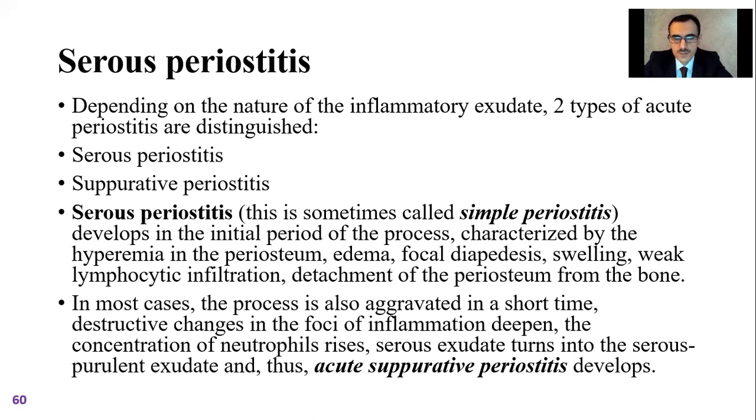Serous periostitis, also sometimes called simple periostitis, develops in the initial period of the process and is characterized by hyperemia of the periosteum, edema, focal diapedesis, swelling, weak lymphocytic infiltration, and detachment of the periosteum from the bone. In most cases, the process is also aggravated in a short time. Destructive changes in the foci of inflammation deepen, the concentration of neutrophils rises, serous exudate turns into serous-purulent exudate, and thus acute suppurative periostitis develops.